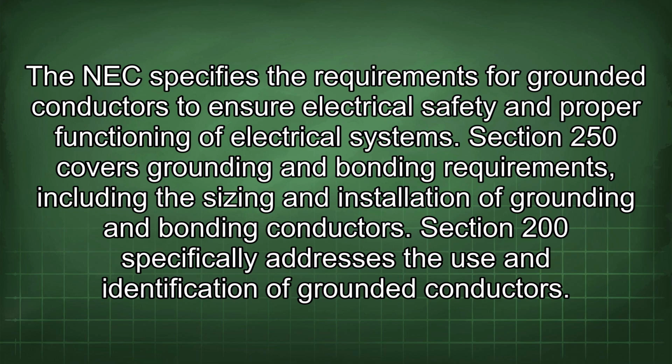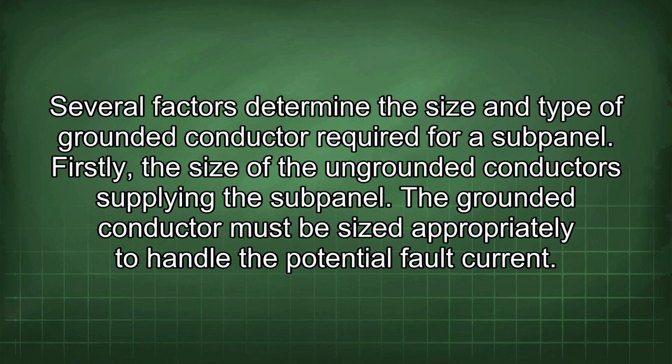The NEC specifies the requirements for grounded conductors to ensure electrical safety and proper functioning of electrical systems. Section 250 covers grounding and bonding requirements, including the sizing and installation of grounding and bonding conductors. Section 200 specifically addresses the use and identification of grounded conductors. Several factors determine the size and type of grounded conductor required for a subpanel. Firstly, the size of the ungrounded conductors supplying the subpanel.